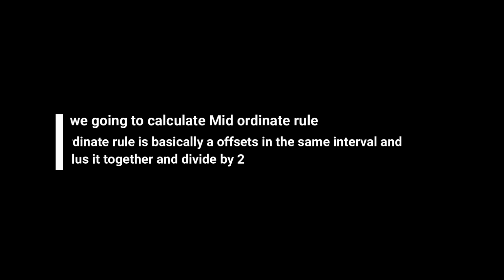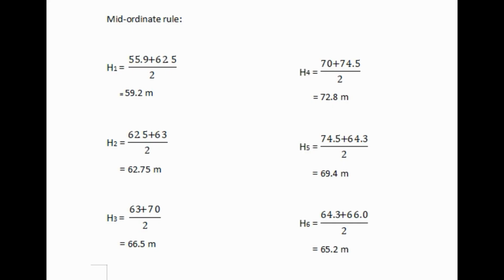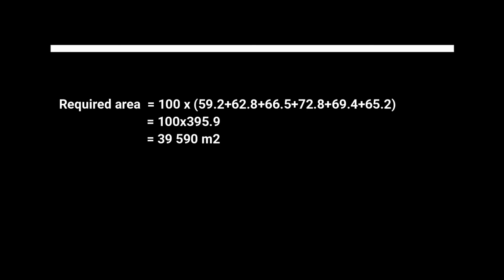First of all, we're going to calculate the mid-ordinate rule. The mid-ordinate rule is basically the offsets in the same interval, which we add together and divide by 2. From the picture we can get 6 mid-ordinates, and then we calculate the required area: the interval times all the mid-ordinates, and we get 39,590 meters square.